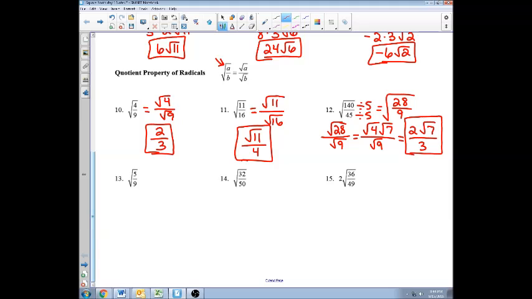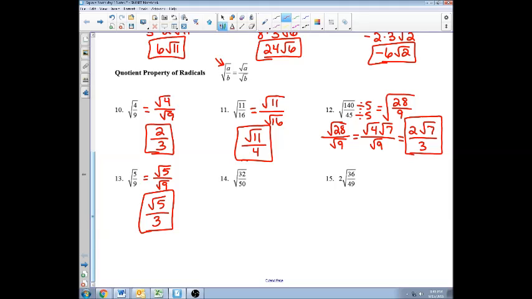On to number 13, we're back to just looking at two numbers where we cannot simplify our fraction, so I can rewrite them as two separate square roots. Should be the square root of 5 over the square root of 9. The square root of 5 would not come out to a whole number, so I'll leave that as the square root of 5. The square root of 9 would be 3, and I am done.